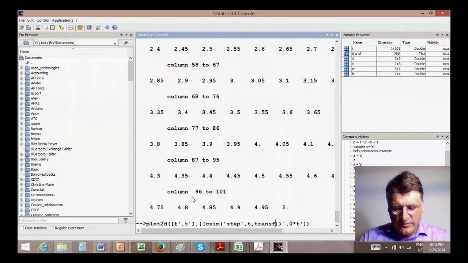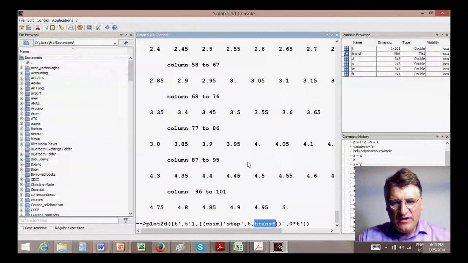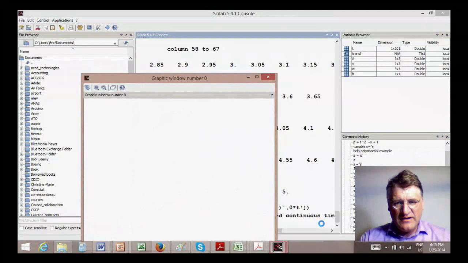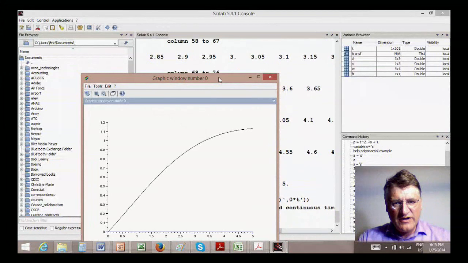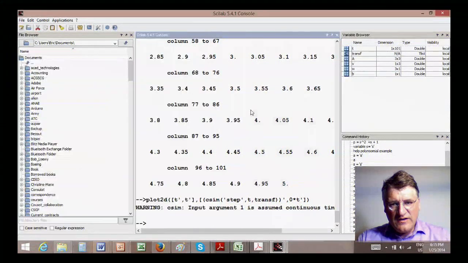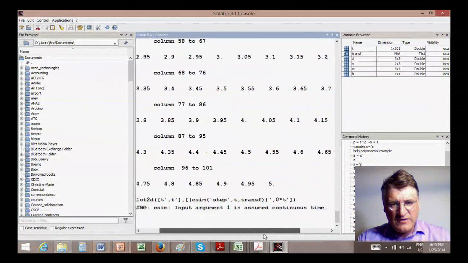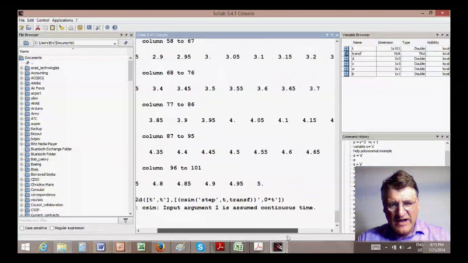So plot2d is a plot function, which has to plot things in 2 dimensions. csim is the simulation that will take a step over a certain time t for the system transf. Okay, so if I enter the command, I get a warning. It says the first one is assumed to be an argument, and I have absolutely no problem with that.